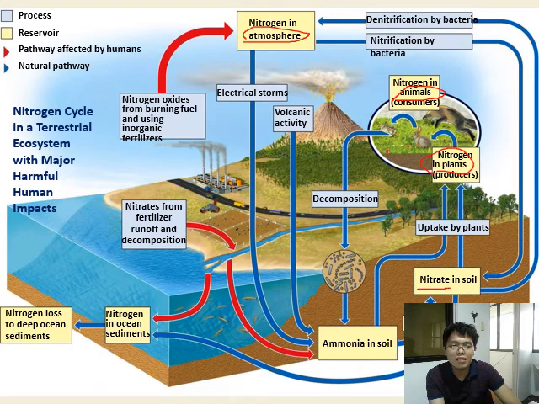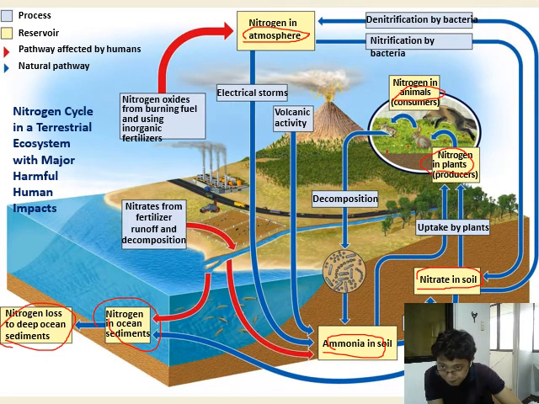So nitrate can also be found in soil, ammonia as well, then nitrogen in ocean sediments, and then we have nitrogen lost to deep ocean sediments. So the processes that lead to the cycling of these nitrogen compounds are, first, we have electrical storms or lightning fixing of nitrogen. Then we also have volcanic activity. So when volcanoes erupt, it releases nitrogen into the atmosphere.